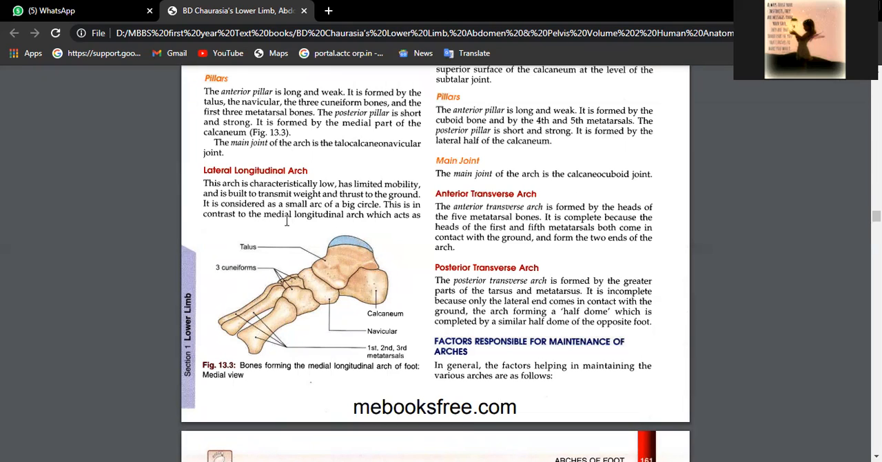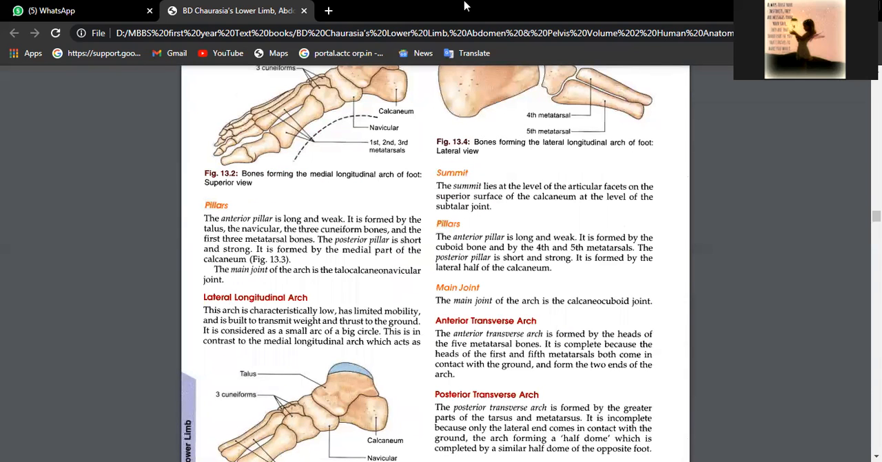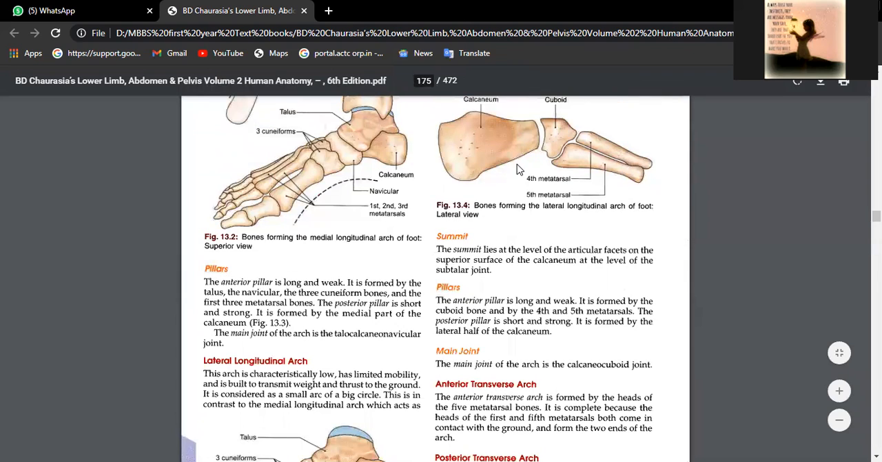So this is in contrast to the medial longitudinal arch. The medial longitudinal arch was quite high, isn't it? Now coming to the summit. The summit, I said, is the highest point.